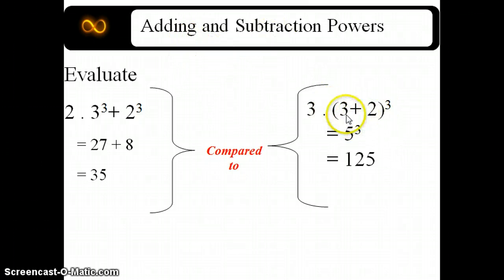We'll do what's in brackets first. 3 plus 2 is 5. We'll cube that. Remember, this is not 5 times 3. This is 5 times 5 times 5. So 5 times 5 is 25, times 5 is 125.